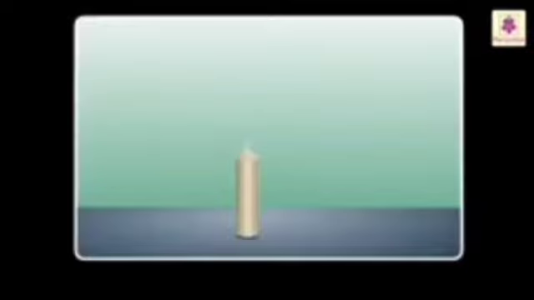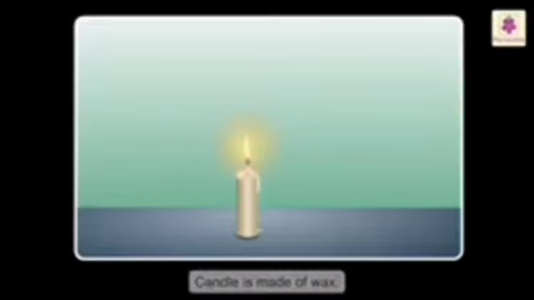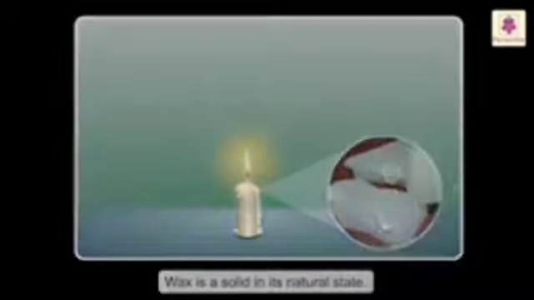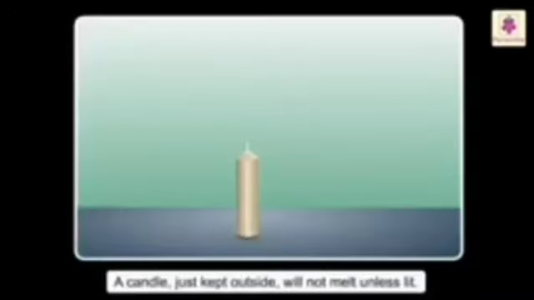Now, let us see what happens when you light a candle. The wax near the flame starts melting and begins to flow down. Do you know why? A candle is made of wax, and wax is a solid in its natural state. A candle just kept outside will not melt unless lit.